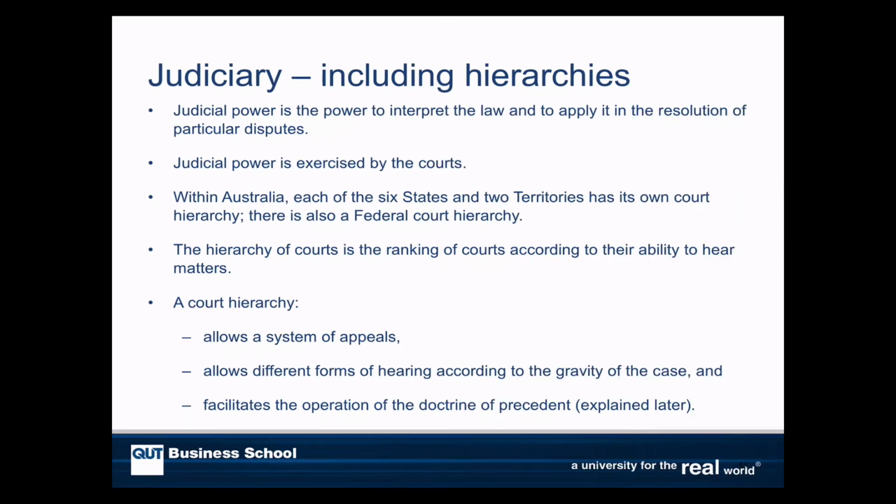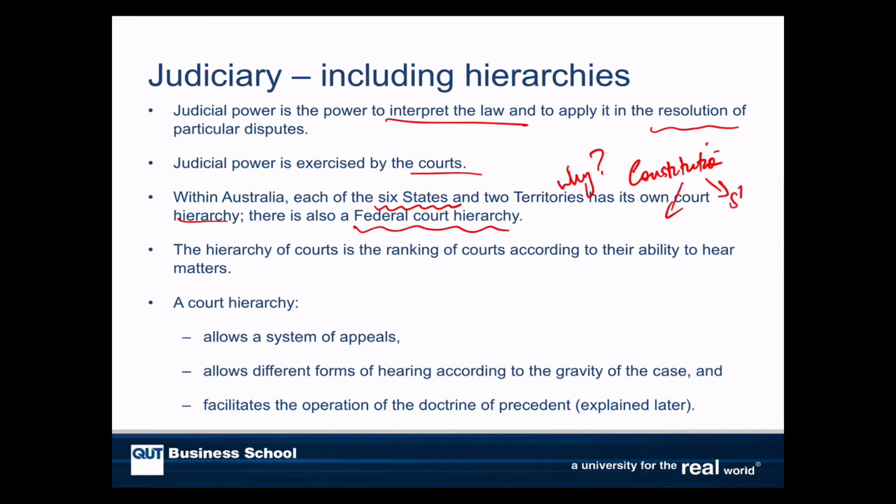So judicial power is about interpreting the law and applying it to resolve disputes. It's exercised by the courts. Now what we have is a court for each of the jurisdictions. That means each of the 6 states and the 2 territories have their own court hierarchy, and there's also a federal court hierarchy. Why? Well, because the Constitution says that different parts of government, remember the states have different powers compared to the federal government, so we need different court systems to interpret and resolve disputes in those particular areas.